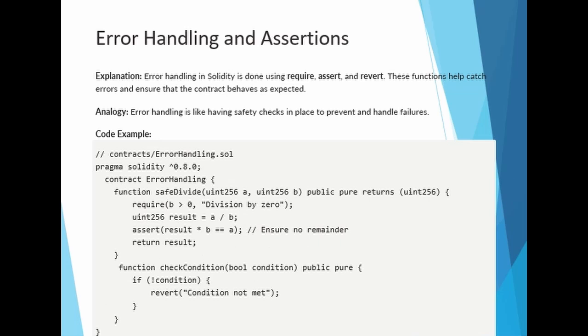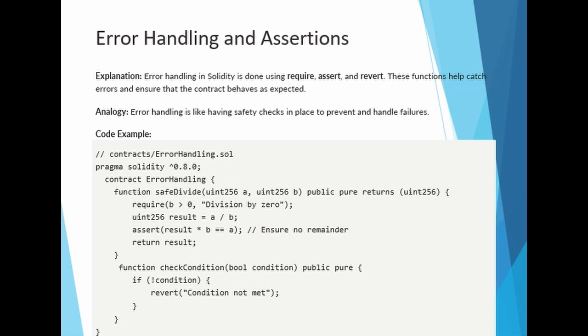Error handling in Solidity is done by using require, assert, and revert. These functions help catch errors and ensure that the contract behaves as expected. They are basically safety checks to prevent and handle failures. Require is used for validating inputs and conditions. Assert is used to check for internal errors and invariants. Revert explicitly reverses the transaction.